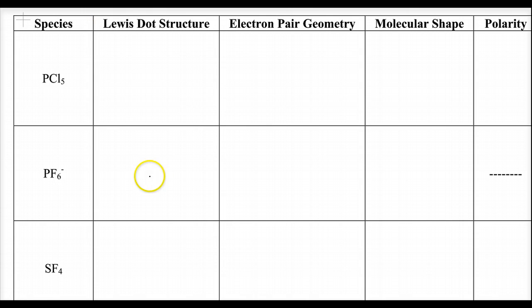Okay, so we have phosphorus. It has 5 valence electrons: 1, 2, 3, 4, and 5. But this negative here means I have to add 1 more electron. So I do. Then I have 6 fluorines. Put the 7 valence electrons and put the lone pairs around. You'll say, Mr. Grotsky, are you really going to count these? You bet. For bananas, I will.